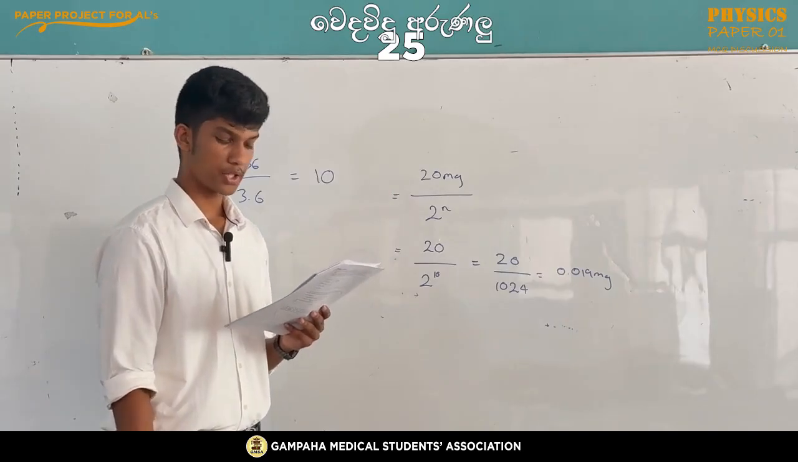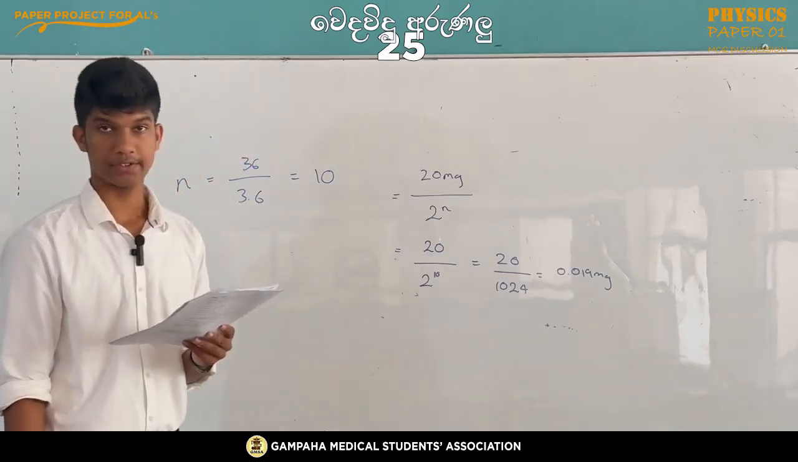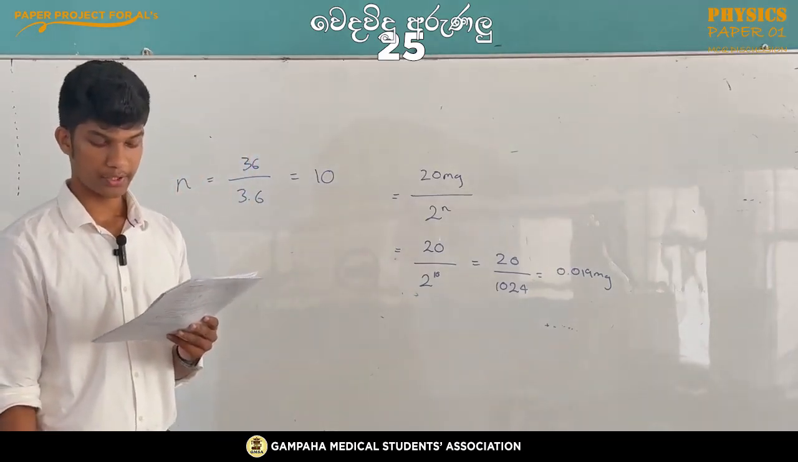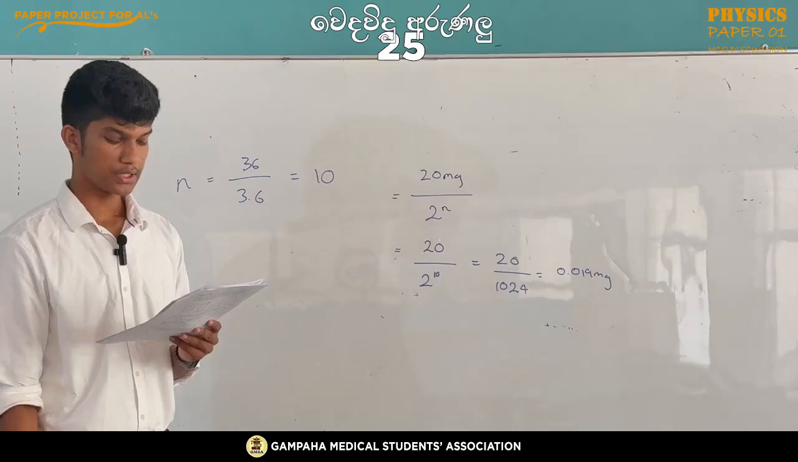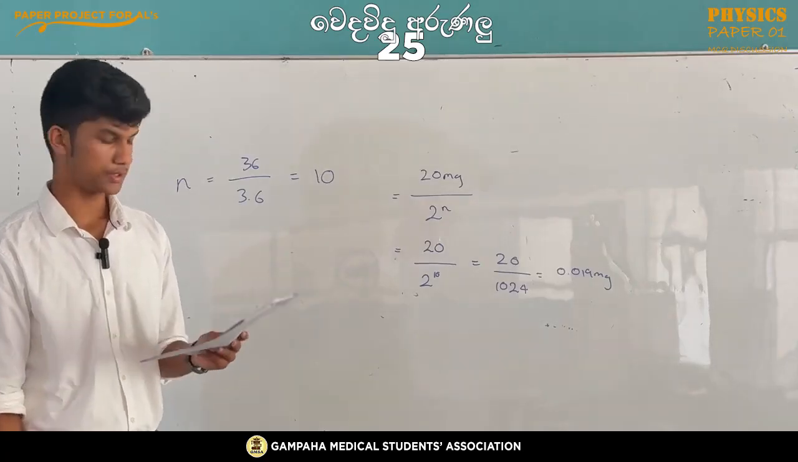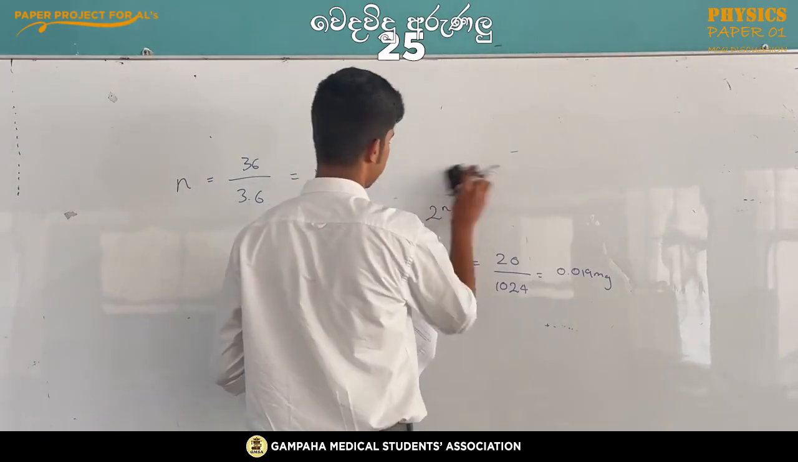If the gradient of this graph, this should actually be y-intercept. If the y-intercept of this graph is 0.88 per amperes, then the internal resistance of the cell is. So they are asking us the internal resistance.